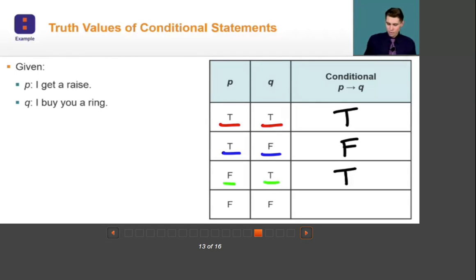And finally, what if both P and Q are false? I didn't get a raise, so I didn't buy you a ring. Well, based on this reasoning, the conditional would be true. Now, the only time a conditional statement is false is when a true statement implies a false one. That's important to keep in mind. So a truth cannot imply a false. Now you're going to determine a truth value.